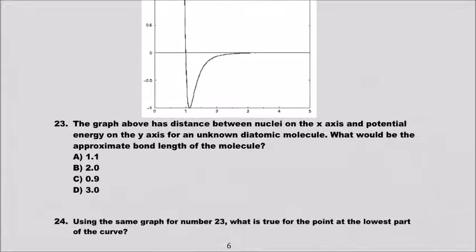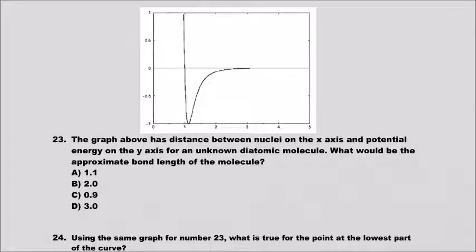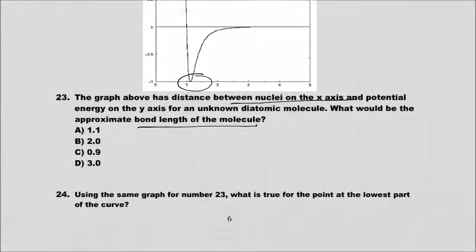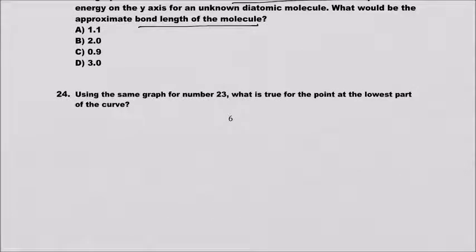covalent bonding graph. The graph above has the distance between nuclei on the x-axis and the potential energy on the y. For an unknown diatomic molecule, what would be the approximate bond length of the molecule? So the distance between the nuclei is on the x. That's what we should look for bond length. So when we look at this, we're looking here, and hopefully for 23, you would notice that it would be definitely A.